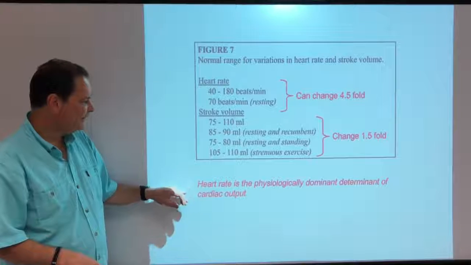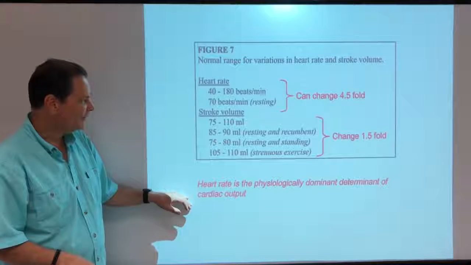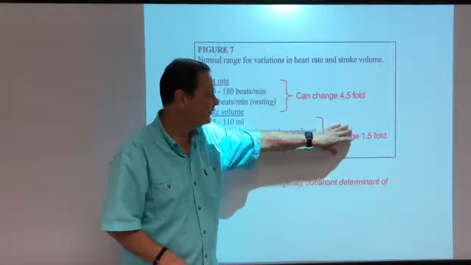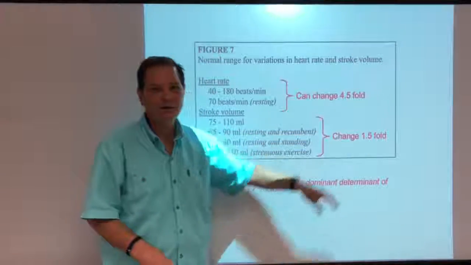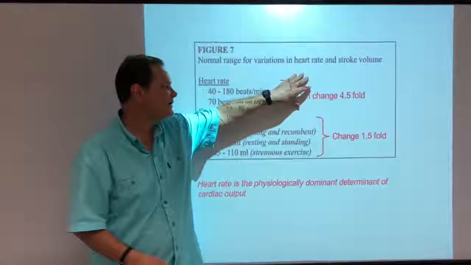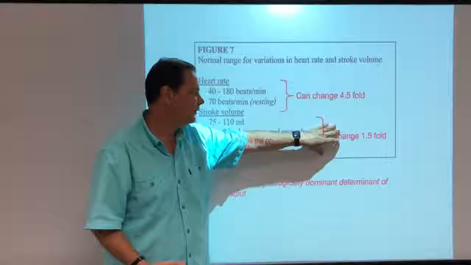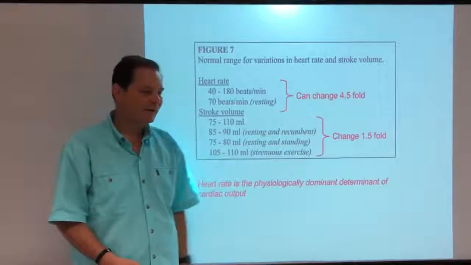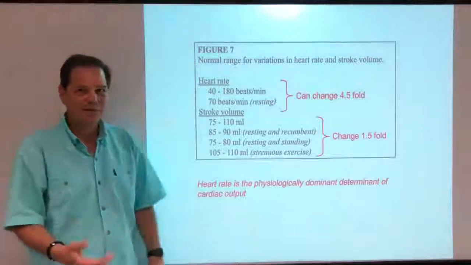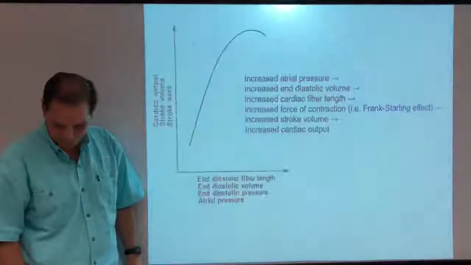Heart rate is the physiologically dominant determinant of cardiac output, and that is because you can change your heart rate a lot more than you can change your stroke volume. Okay, if you increase sympathetic tone, it will cause a bigger change in heart rate relatively than it will in stroke volume relatively. So heart rate is the physiologically predominant parameter, and that'll become important to you in a later lesson. For right now, just remember it.